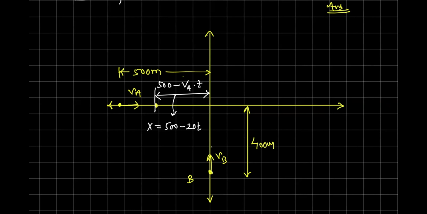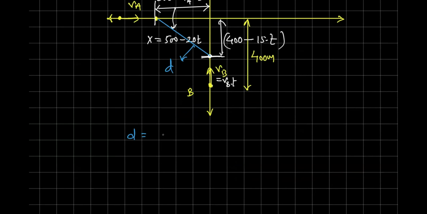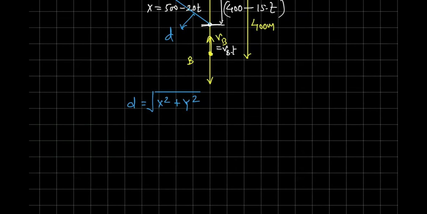Similarly, this particle B will move up to this point, let's say. So this distance is going to be how much? We know this particle will move VB into t. So this distance is going to be 400 minus VB, that is 15, into t. Now we will join these 2 points so I can find out this distance d. That is my separation. So I can say d is equal to the root of x square plus y square. And we know the value of x is 500 minus 20t whole square, plus, and what is the y square? That is going to be 400 minus 15t whole square, and that is going to be your d square.